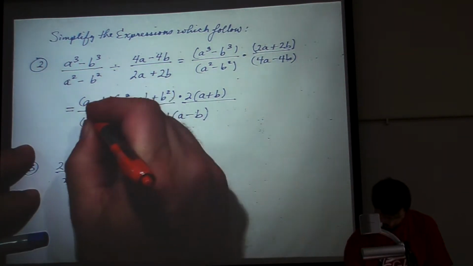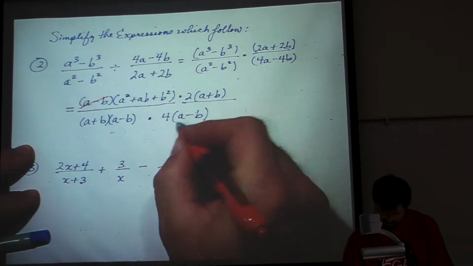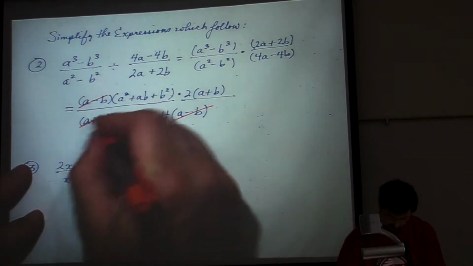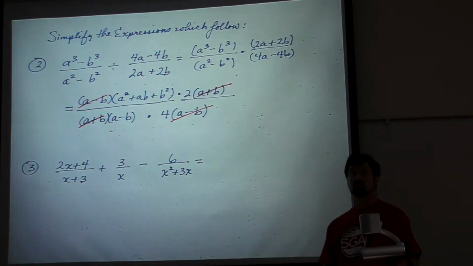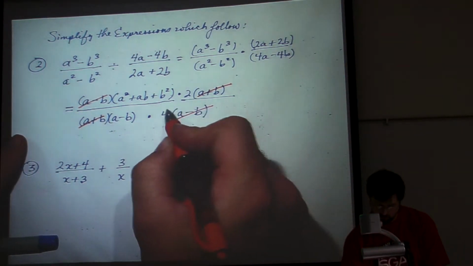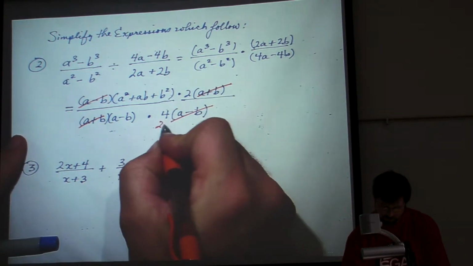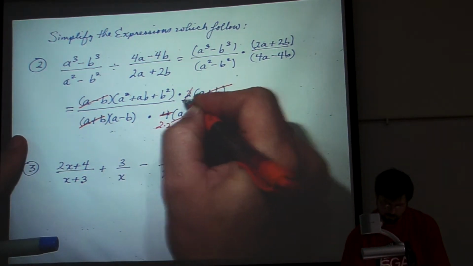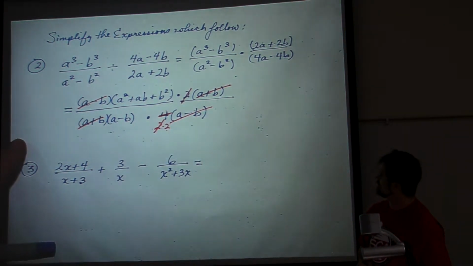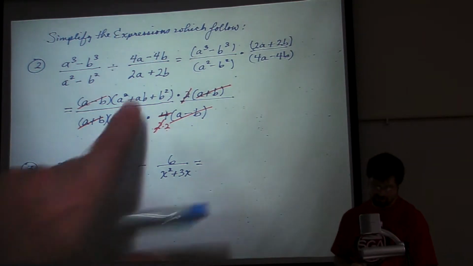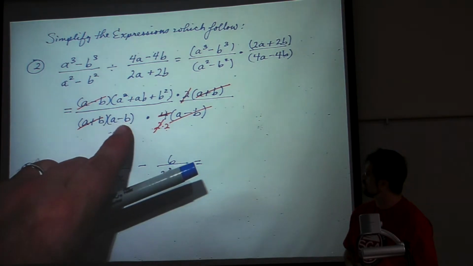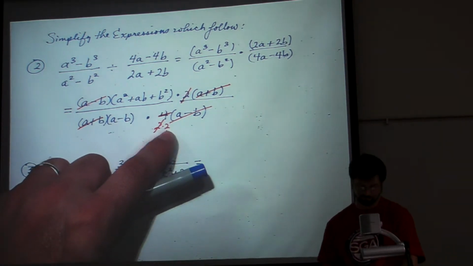And when they cancel, they have to match exactly: a minus b, a minus b, a plus b, a plus b. A plus b over a plus b, remember, is 1. And then 2 over 4. 4 is really 2 times 2, right? So we can say 2 goes into 4 and leaves a 2 behind. So anything else I can do there? Not really, because this does not factor further. This trinomial is prime, this binomial is prime, and so is the number 2.